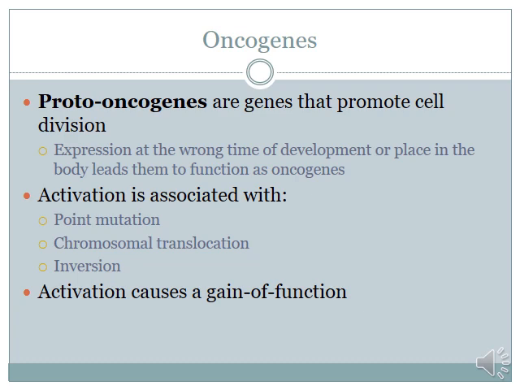Usually, oncogene activation is associated with a point mutation or a chromosomal translocation or inversion that places the gene next to another that is more highly expressed. Oncogene activation causes a gain of function. In contrast, a tumor suppressor gene mutation is usually a deletion that causes a loss of function.